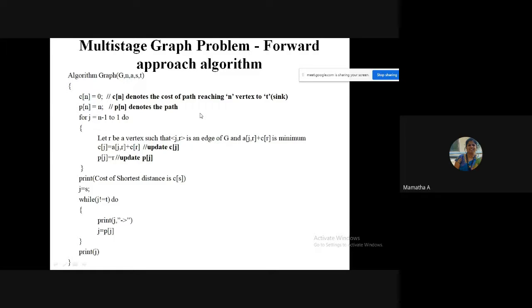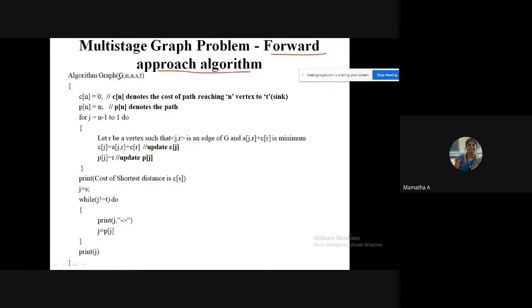Okay. So first I'll tell you the forward approach algorithm. Okay. So why is this called the forward approach? I'll tell you when I'm solving the problem there. Then only you will understand. So the algorithm goes like this. The same procedure I will write even in the problems. That's why I'm giving you the algorithm first.